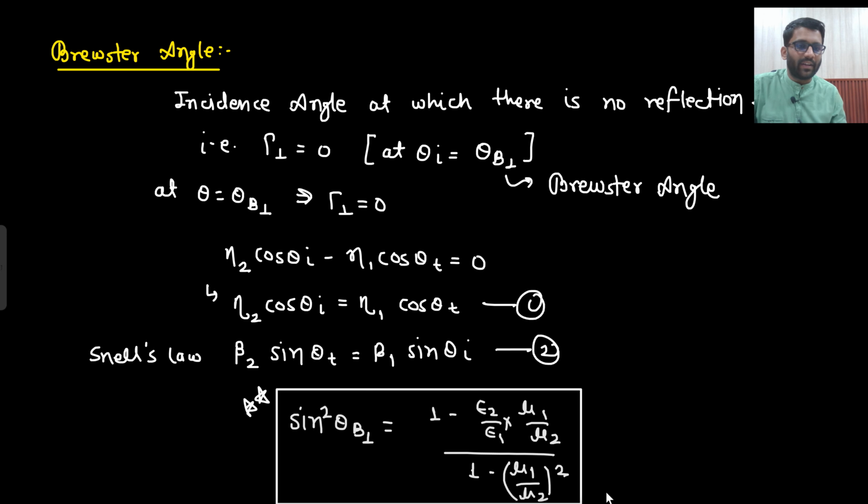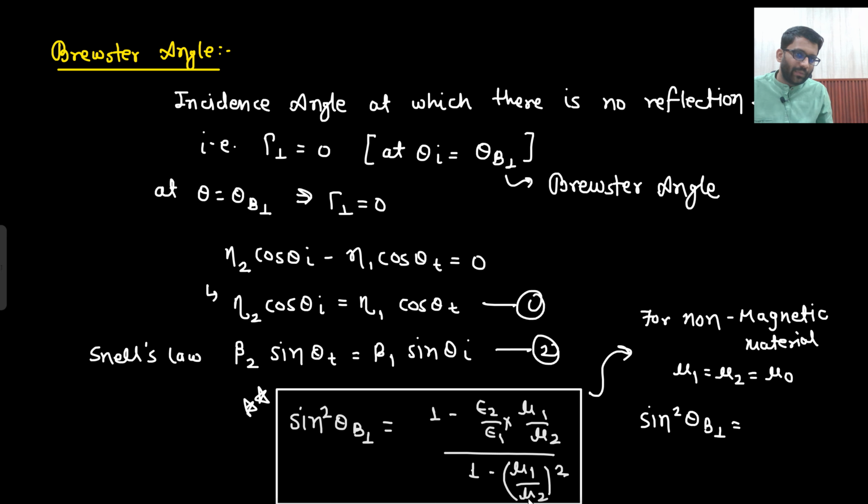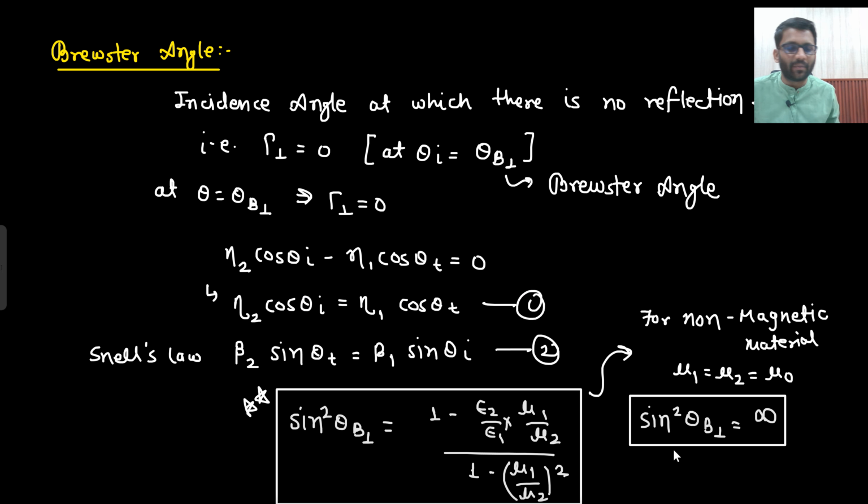For non-magnetic material, from here if I write for non-magnetic material, what will happen? Mu 1 will be equal to mu 2 will be equal to mu naught, right? Because mu r is 1. For non-magnetic material, mu r is 1. So what will happen here? Sine square theta b perpendicular. What will happen here? This will be 1 only. 1 minus 1 is 0. So this will be infinity. That means Brewster angle is not defined for non-magnetic material.